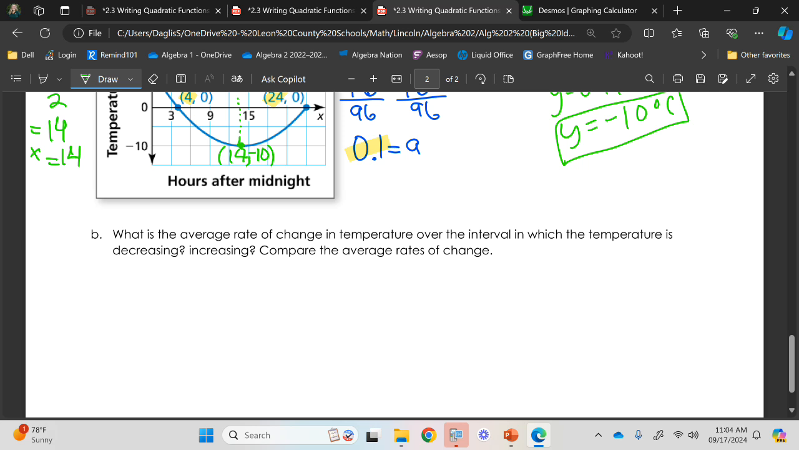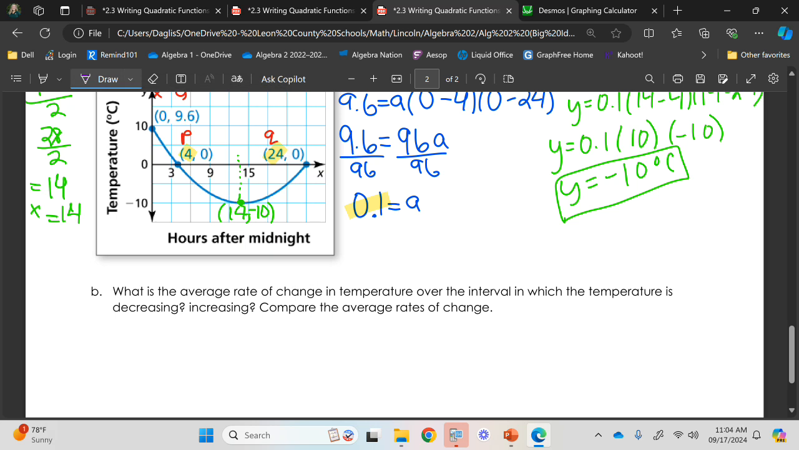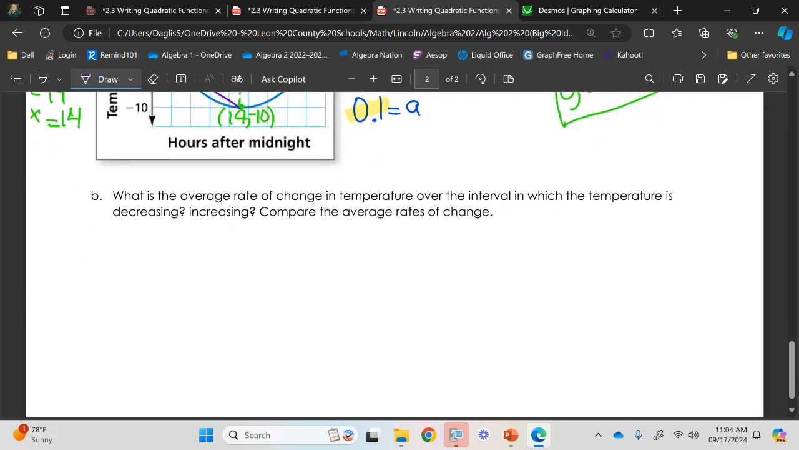Average rate of change is really fancy for what? Slope, yes. All right? So we're just going to find the slope. Different color. Let's do purple. So we're going to find the slope from 0, 9.6 to the vertex of 14, negative 10. Okay, that's our decreasing. Do you remember your slope formula by any chance? Yeah. y2 minus y1 over x2 minus x1. So this is what we're going to use.